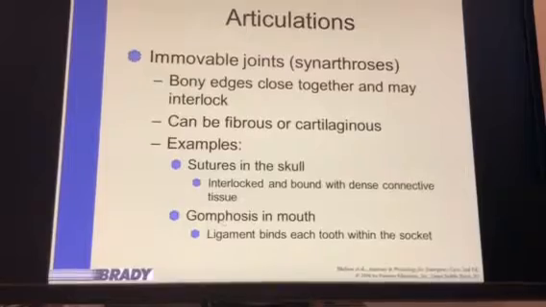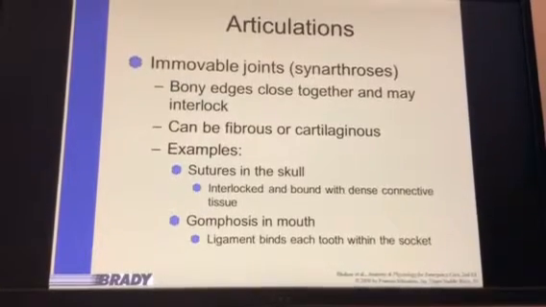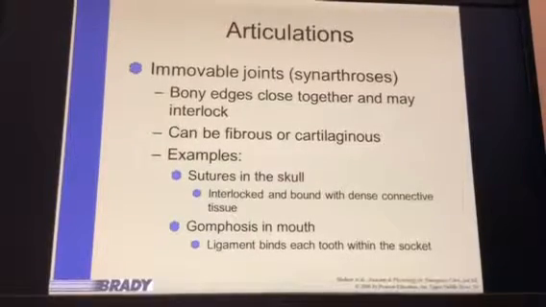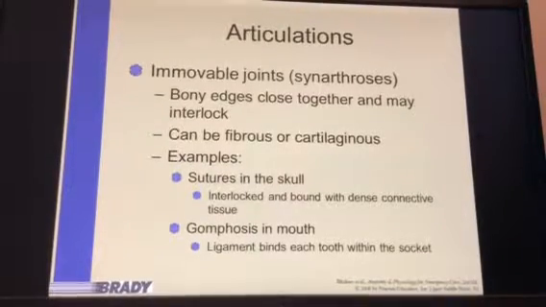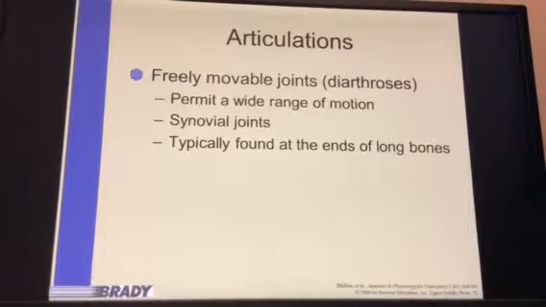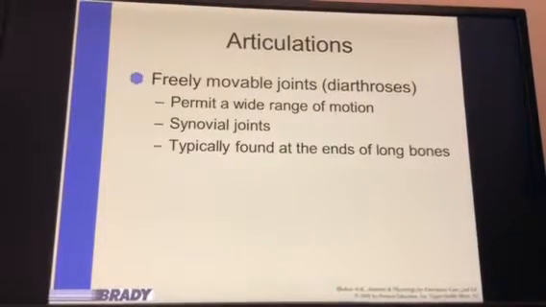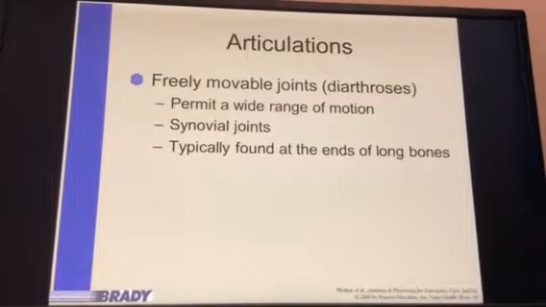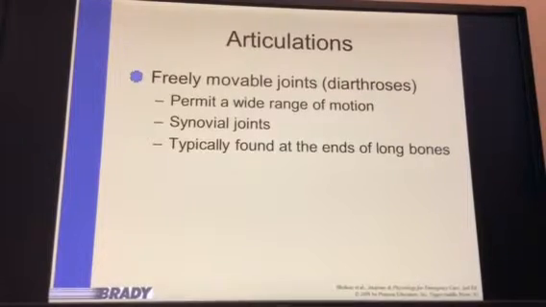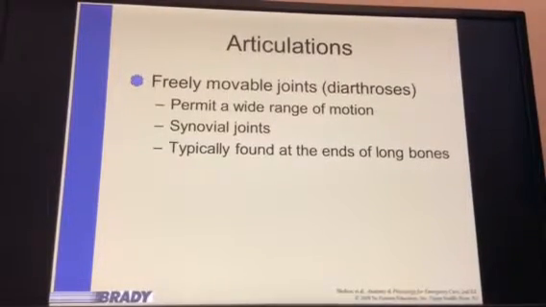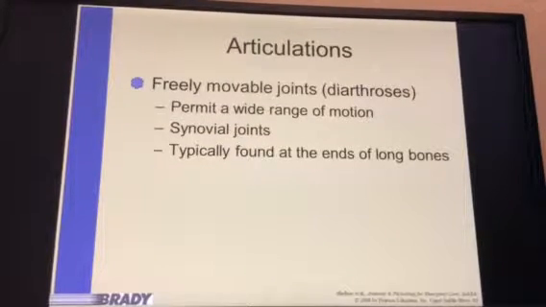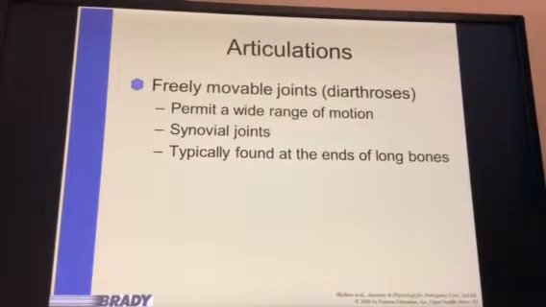And then gomphosis in the mouth, I'm not going to have you be responsible for those. So synarthrosis is one of our immobile joints, whereas our other articulations are going to be freely movable joints. They're going to allow movement, and how the bones are meeting is going to determine what type of motion is allowed. So let's get into these different types of joints.